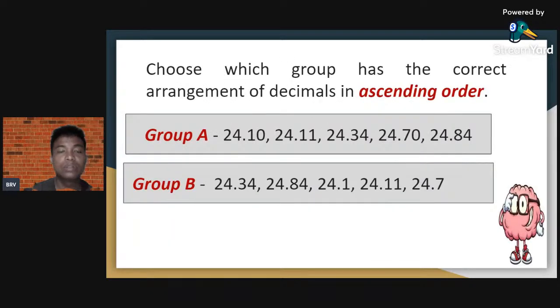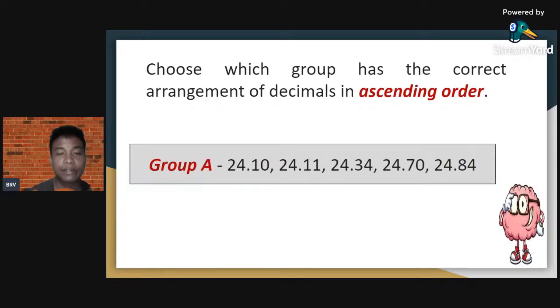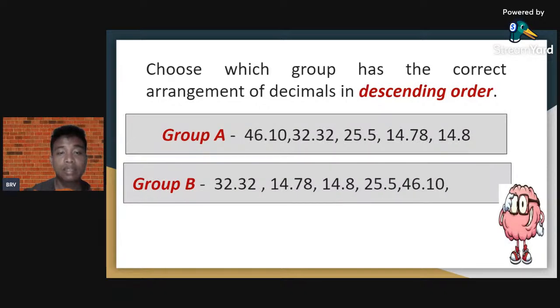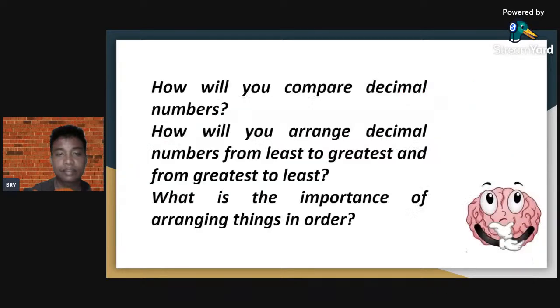So choose which group has the correct arrangement of decimals in ascending order. Which group yung nakakorek doon sa ating ascending order or from less to greatest? Okay, very good. So the group A is in the ascending order. How about descending order? Which group? Yes, the group A.